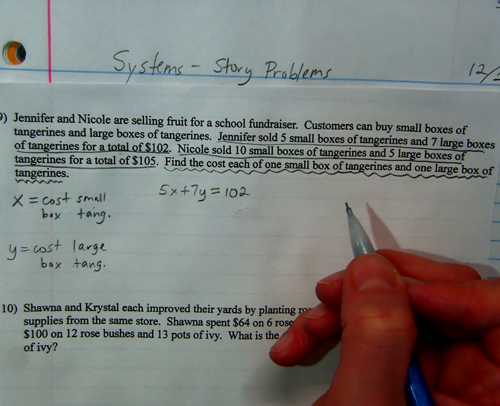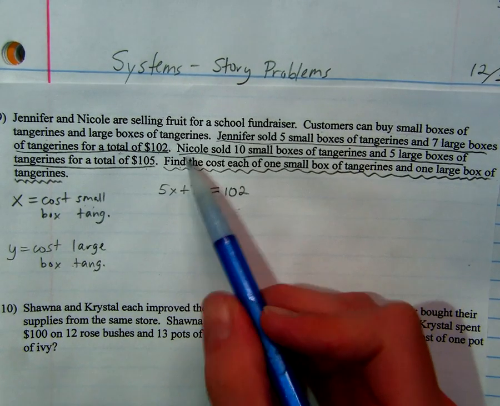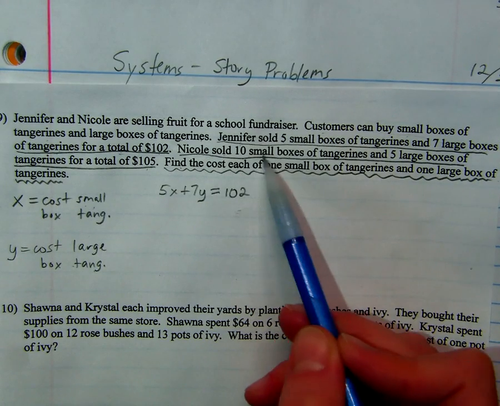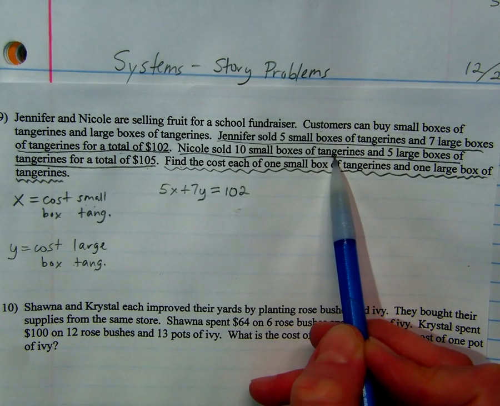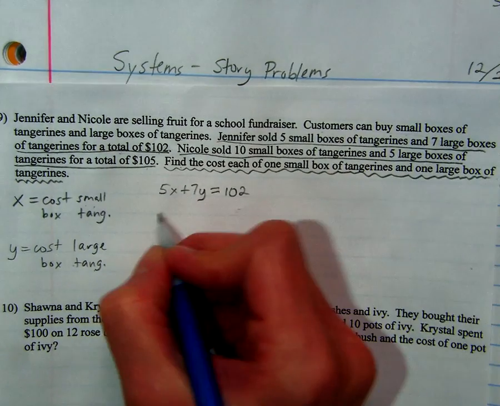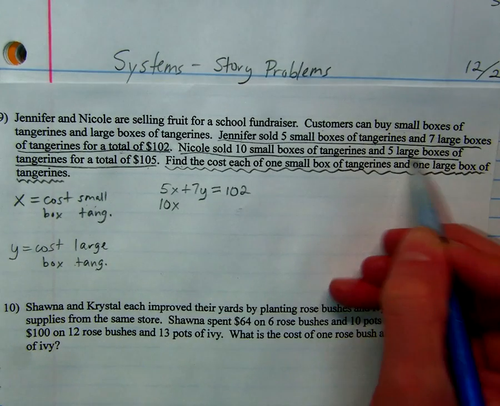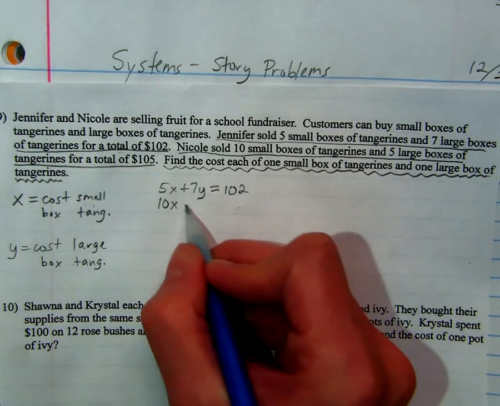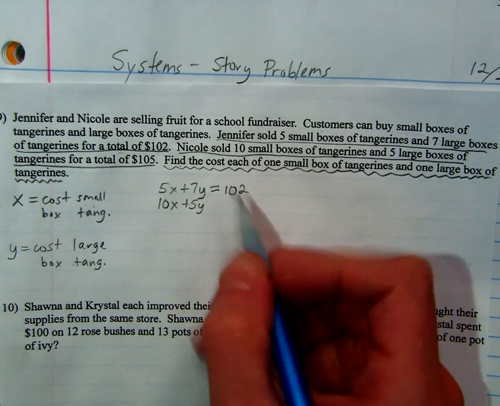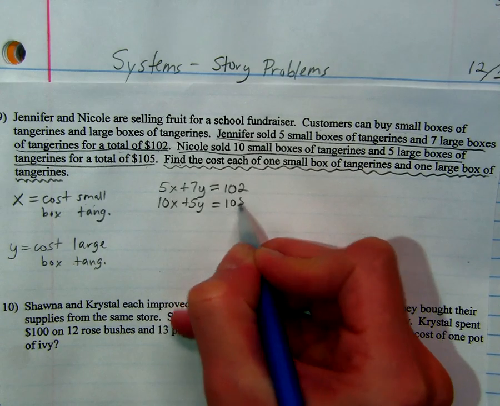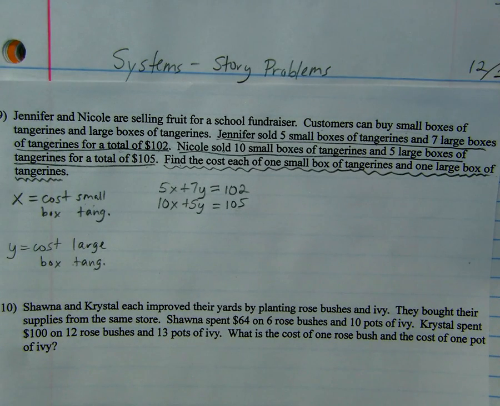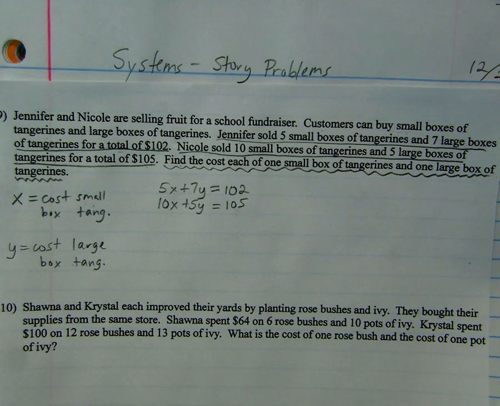So we're going to have a similar equation for the next sentence. Nicole sold 10 small boxes of tangerines. How do I write that? 10X. Very good. And then 5 large boxes of tangerines. 5Y. Good. Equals 105. You guys are so smart. So there's our system of equations that we're trying to solve.